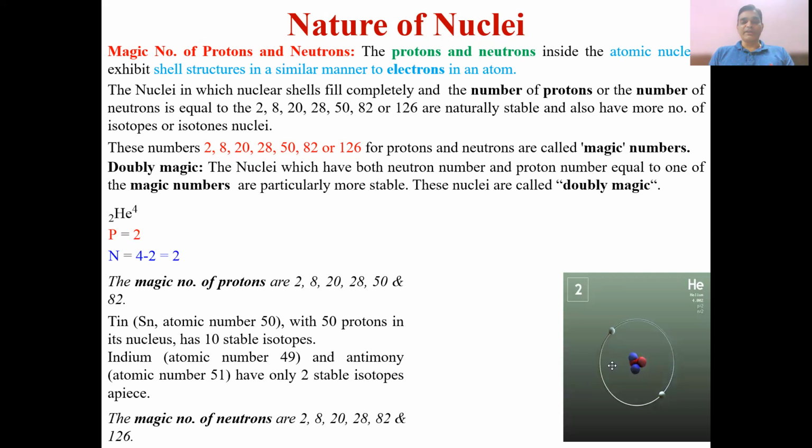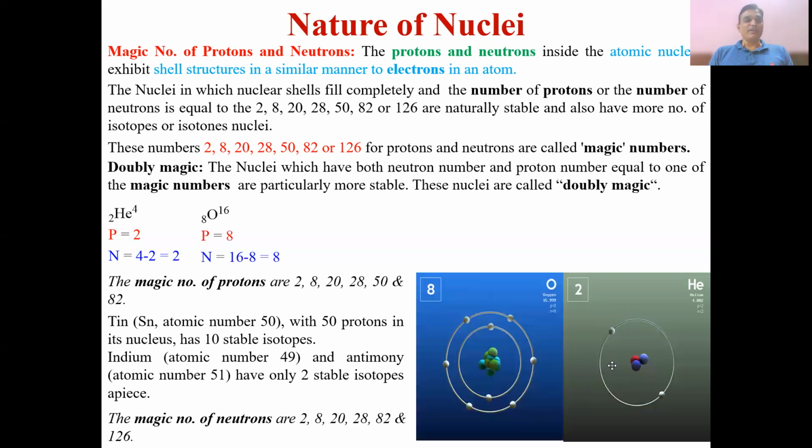For example, in the case of helium, the atomic number is 2 and the mass number is 4, so the number of protons is 2. The mass number is always equal to the sum of protons and neutrons, so the number of neutrons is the difference of mass number and atomic number, that is 4 minus 2 equals 2. Here the number of protons is 2 and the number of neutrons is also 2, meaning both are magic numbers. That type of species is called a doubly magic nucleus. So helium has a doubly magic nucleus.